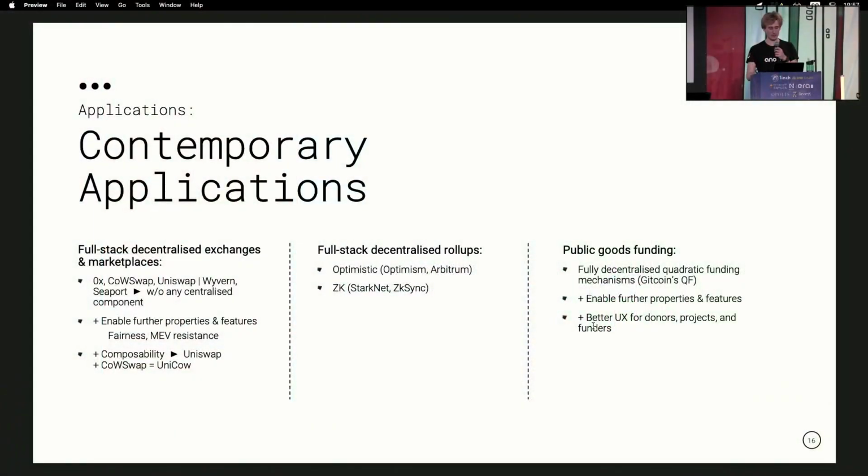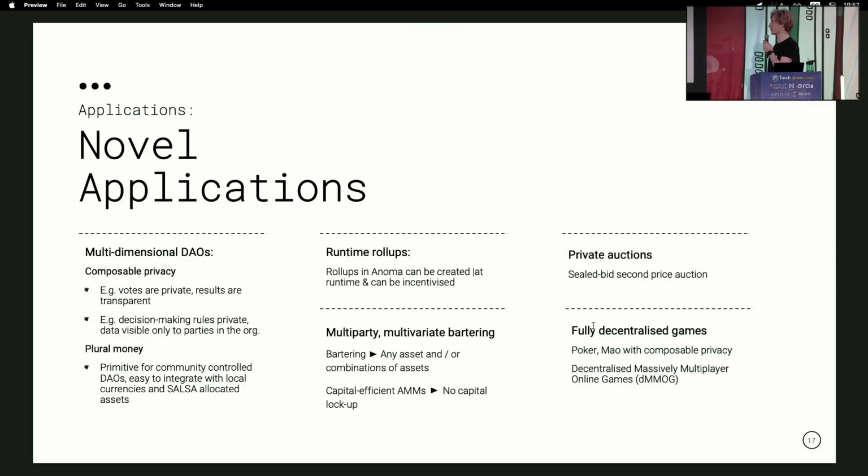You can build contemporary applications here. You can also build a bunch of novel applications, and I'm not going to go through these in depth. I think the most intuitive one is you can build a private OpenSea, where individual users are completely private, even to the solvers that solve the trades. So you can privately trade your NFT for some ETH. This is currently impossible to build on existing architectures, simply because of how the privacy guarantees are structured in existing architectures.